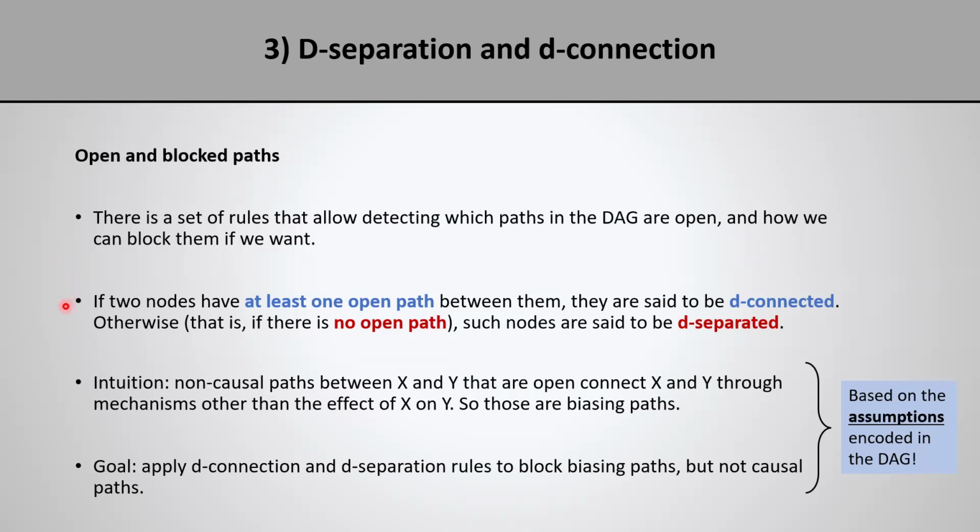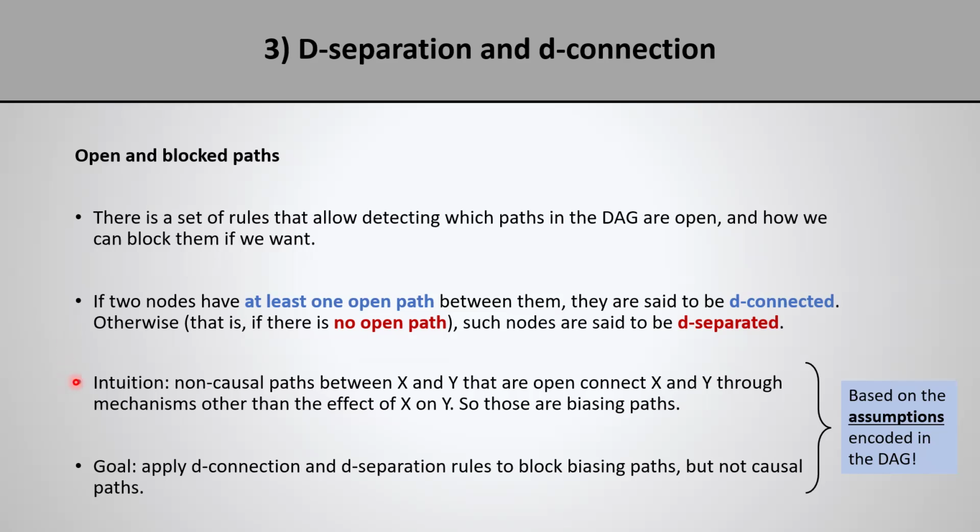But what I want to say now is that if two nodes or two variables in a DAG have at least one open path between them, they are said to be d-connected. Otherwise, that is, if there is no open path between them, those nodes or those variables are said to be d-separated. So d-connection means at least one open path, and d-separation means no open path.